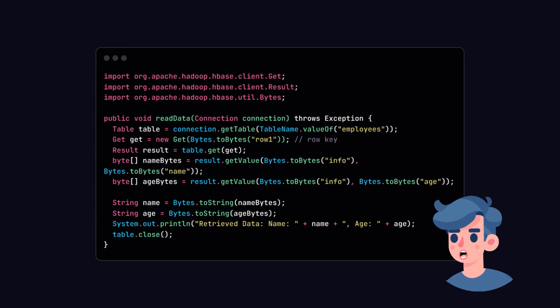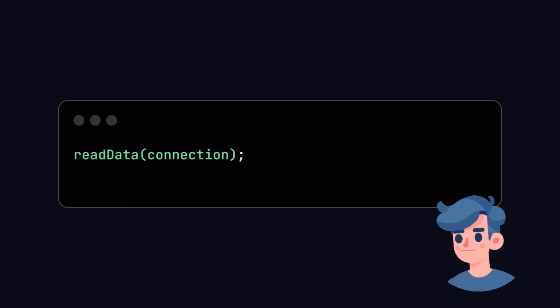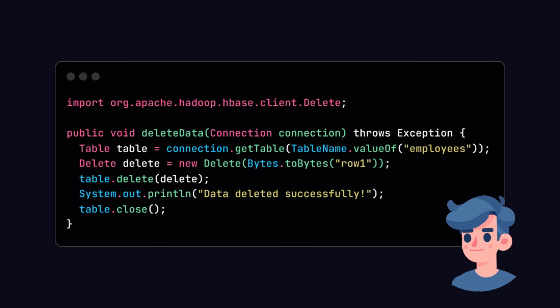Next, let's read this data back. To do this, you'll use the Get class provided by HBase. Add the readData method invocation in your main method. This will allow us to retrieve and display the data we just inserted. Let's run the application again. Fantastic! We have successfully retrieved data from HBase.